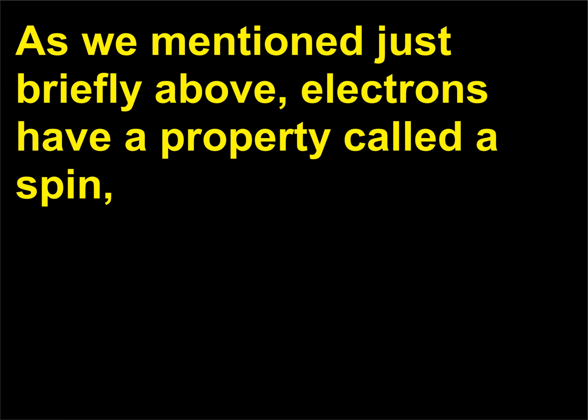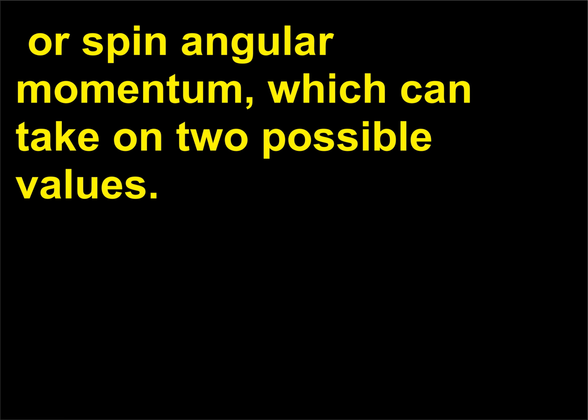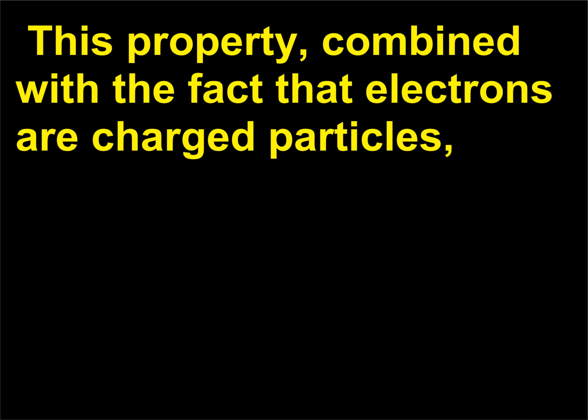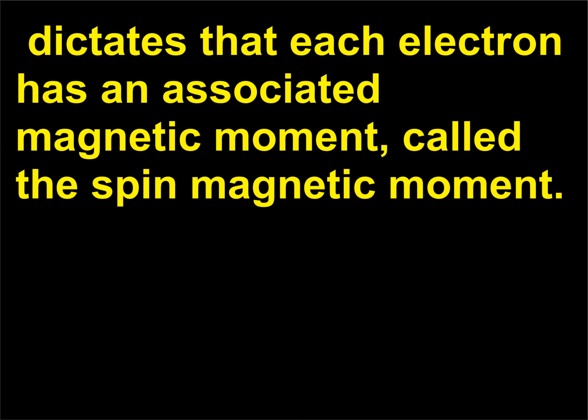As we mentioned just briefly above, electrons have a property called a spin, or spin angular momentum, which can take on two possible values. This property, combined with the fact that electrons are charged particles, dictates that each electron has an associated magnetic moment, called the spin magnetic moment.